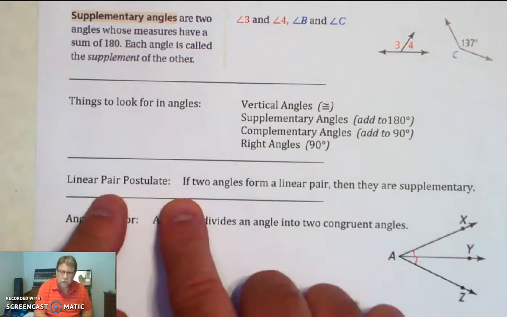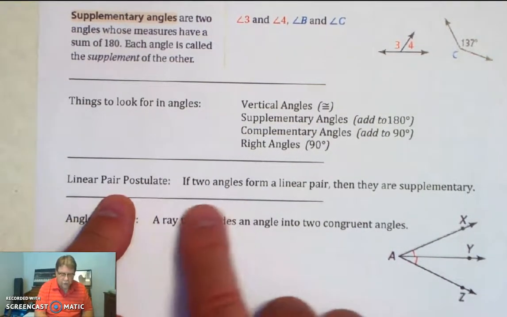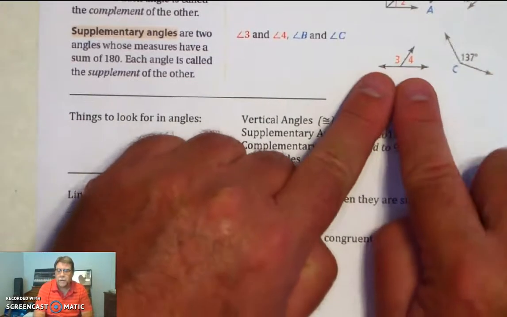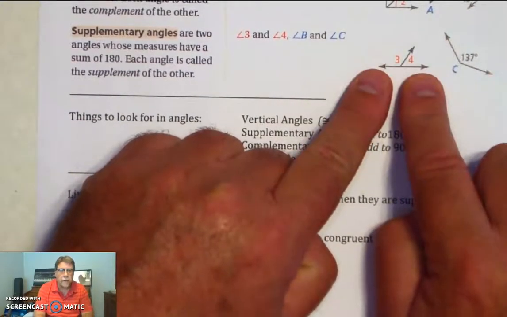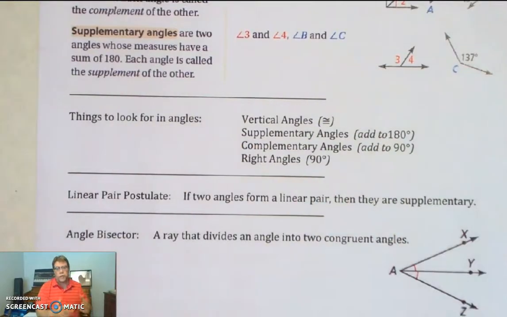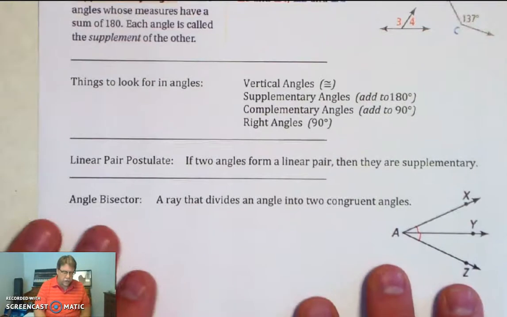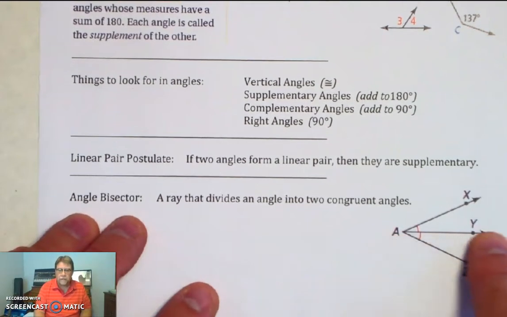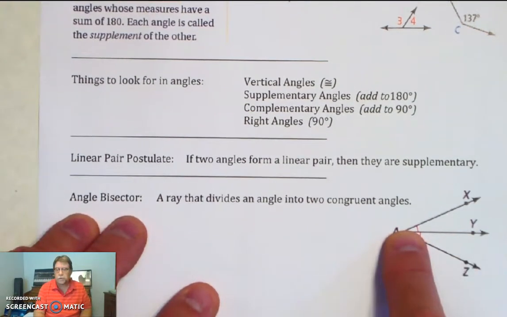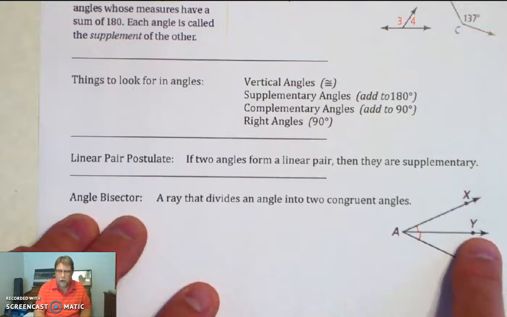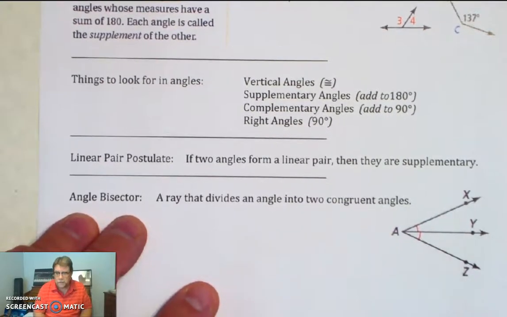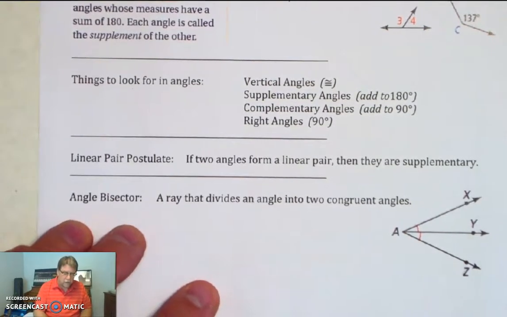Here's a postulate for you. It's called the linear pair postulate. If two angles form a linear pair, then they are supplementary. That's just sort of automatically saying if you have a linear pair, you know they are supplementary. Not a postulate you'll really use that much. And then a definition here of an angle bisector. An angle bisector is basically a ray that divides an angle into two congruent angles. So this ray AY cuts angle XAZ into two pieces that are congruent, and those are the congruent marks for those particular pieces.